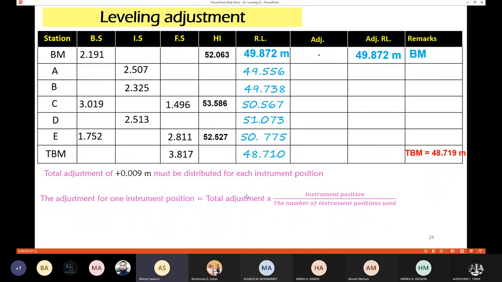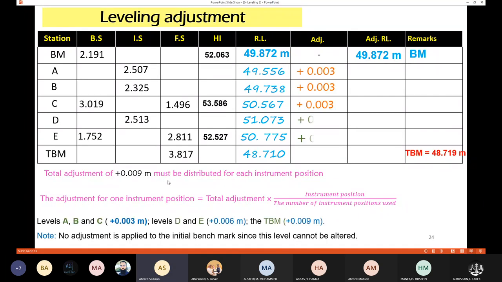So let's apply this formula for the first position, which is here and here and here. This is 0.009, this one is 1, this one is 3, which means that this value is going to be multiplied by 1 over 3. And of course, here we have plus adjustment. So this one is going to be plus 0.003, and here 0.003. For the second position, instead of 1, we are going to substitute 2, which means that this value is going to be multiplied by 2 over 3. We are going to have plus 0.006 and plus 0.006. And for the last position, we are going to have plus 0.009. So 3 over 3 is 1.